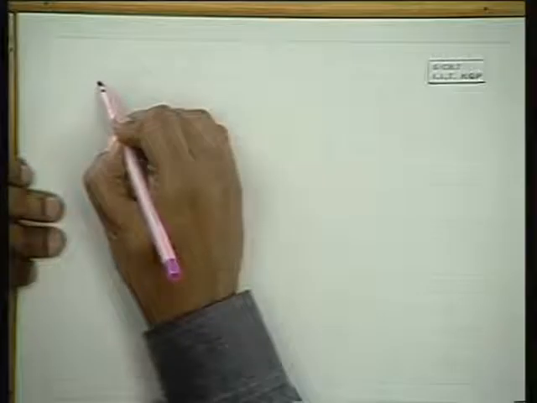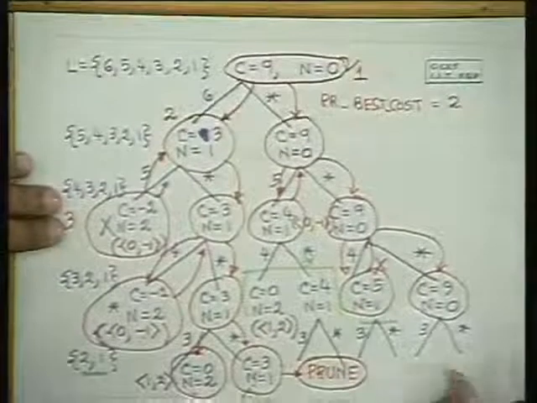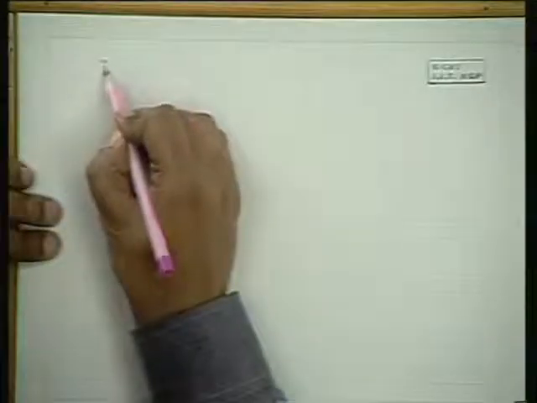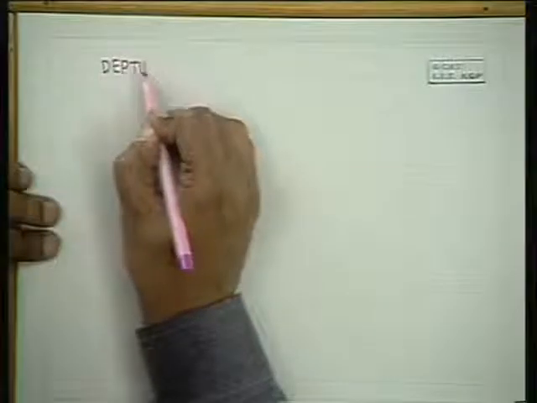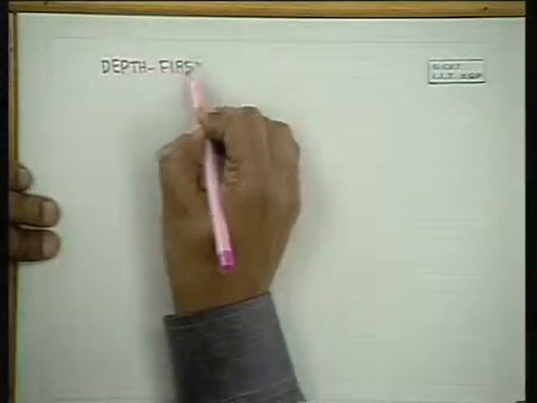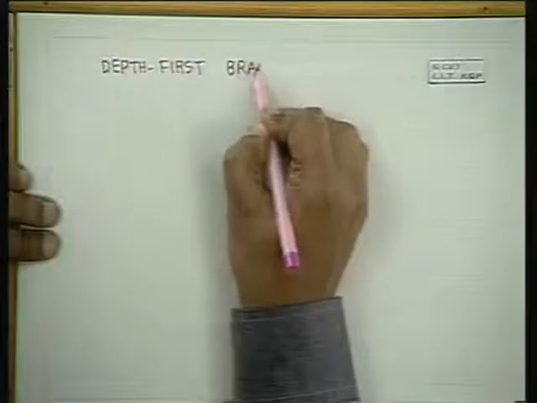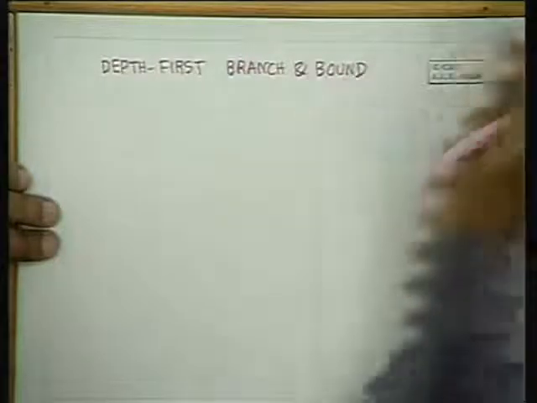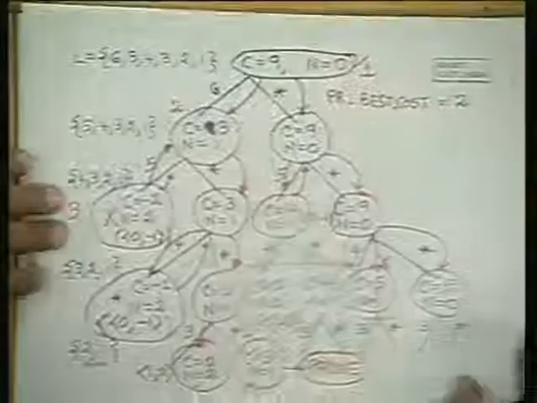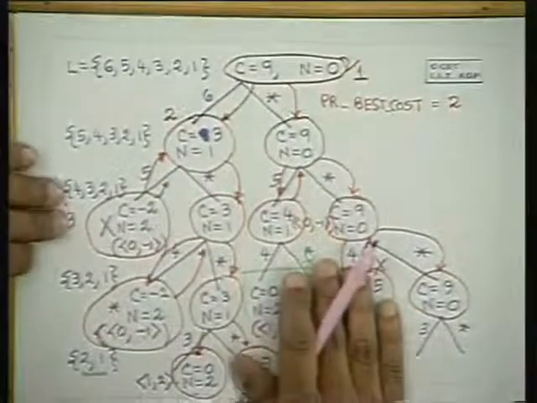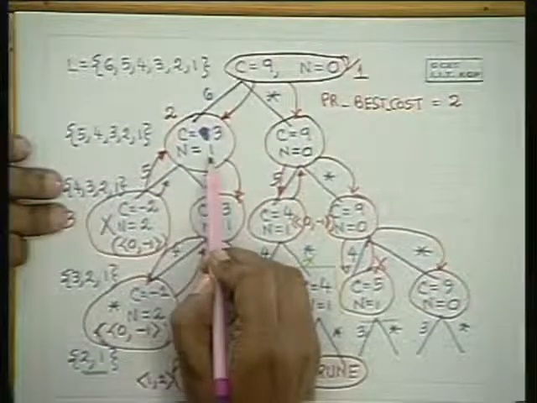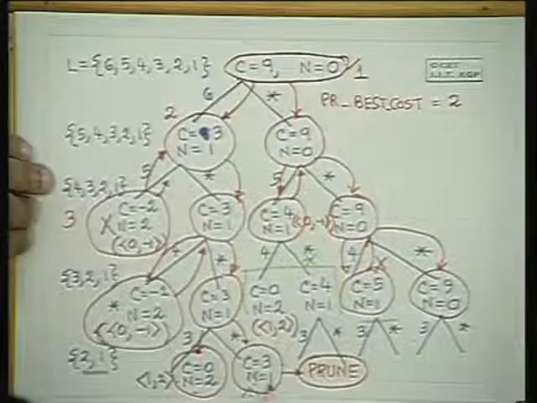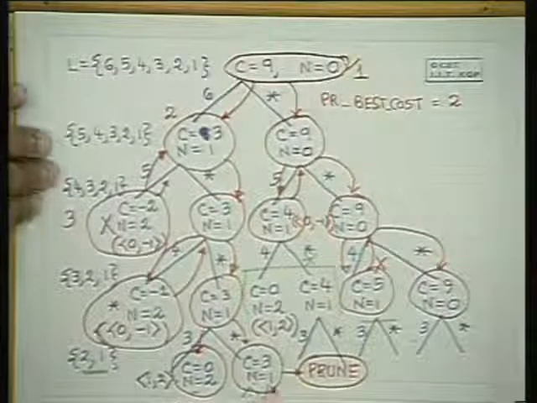This idea, since we are doing depth first search, going down like this is called depth first branch and bound. What is meant by bound? Branch is this branching, bound is I have got a value and I know that I can bound my cost by the value. For example, here I can bound it by n plus 1. I know that the solution is bounded by n plus 1.